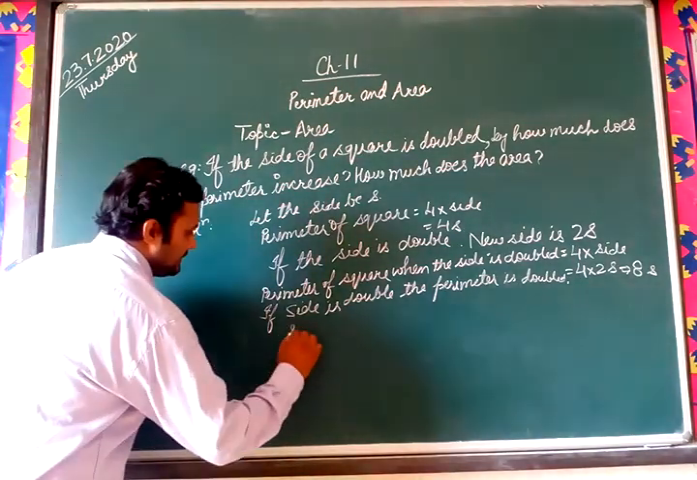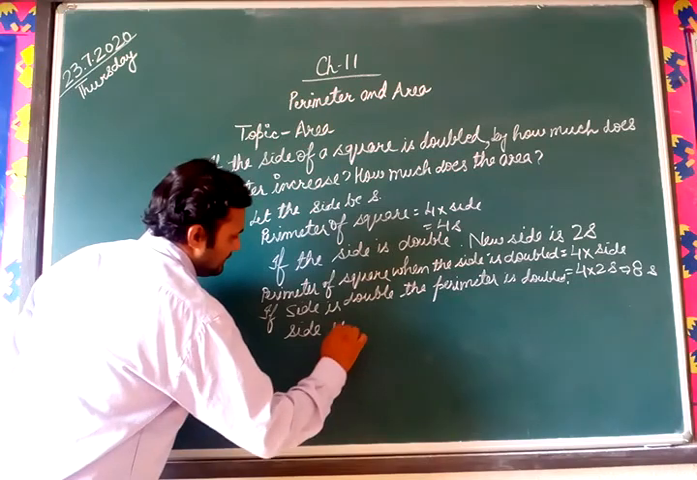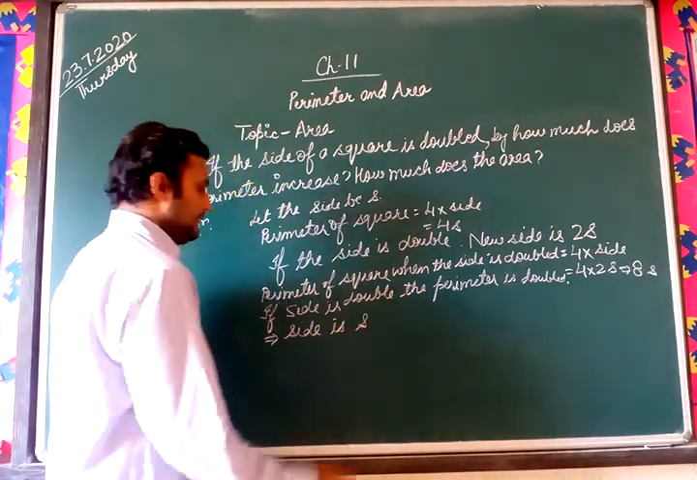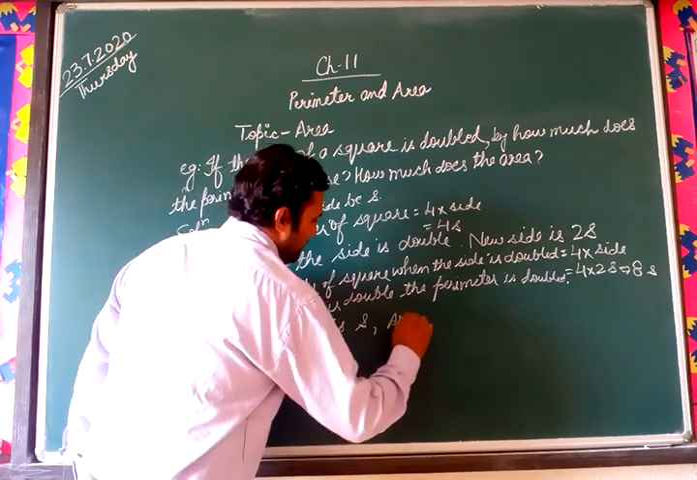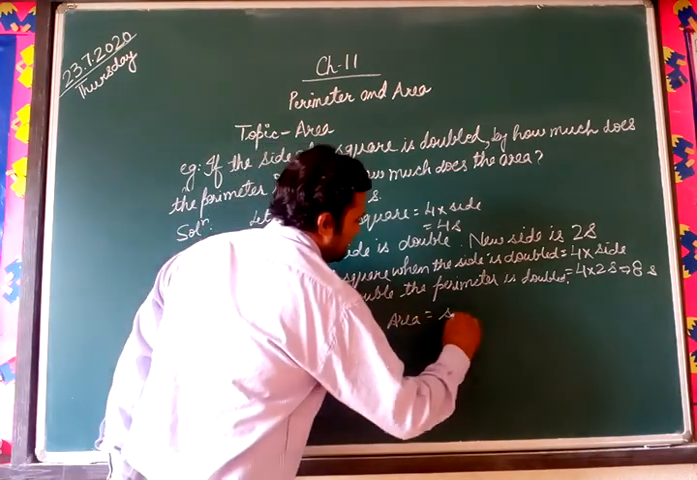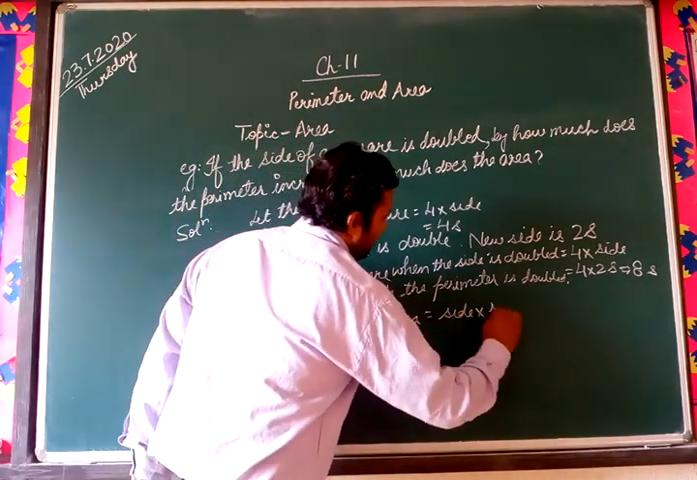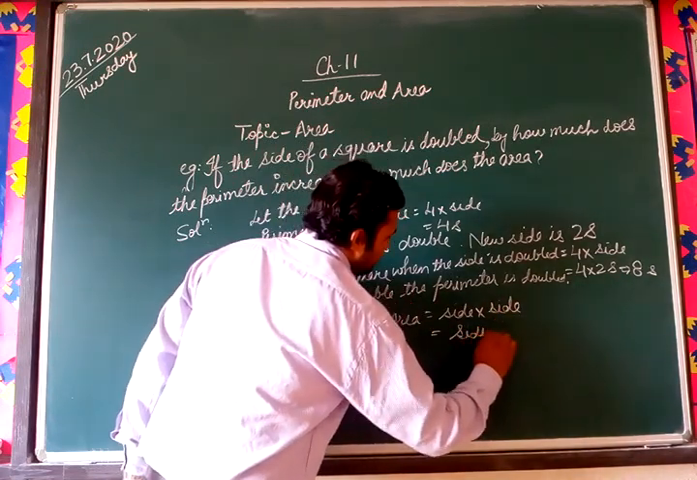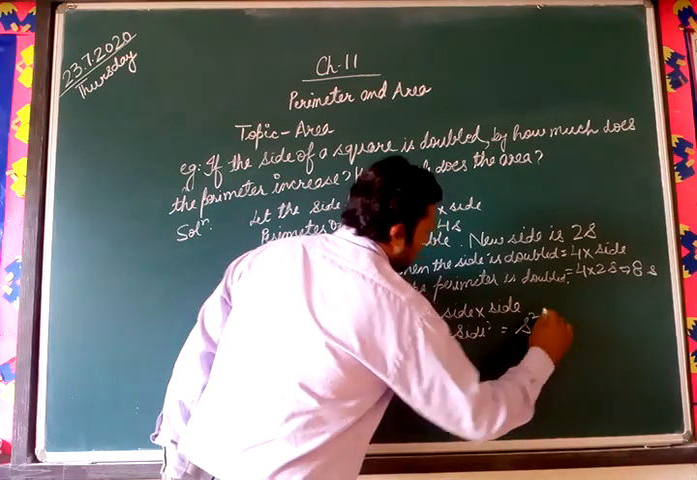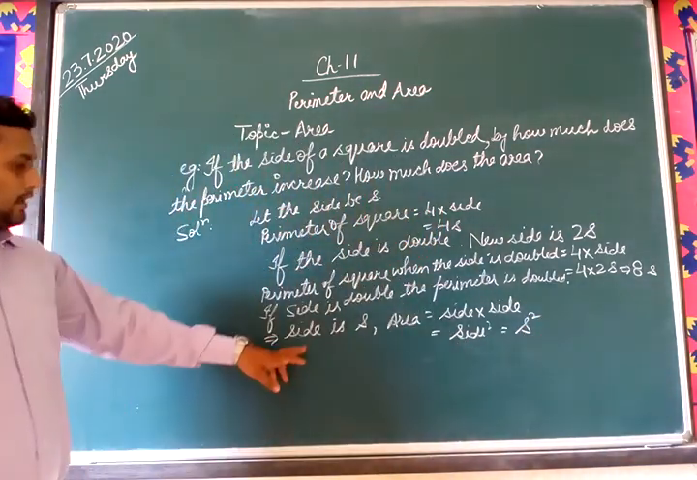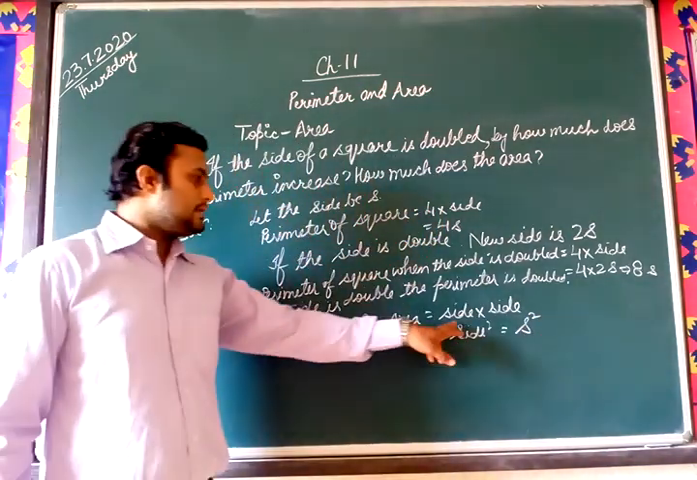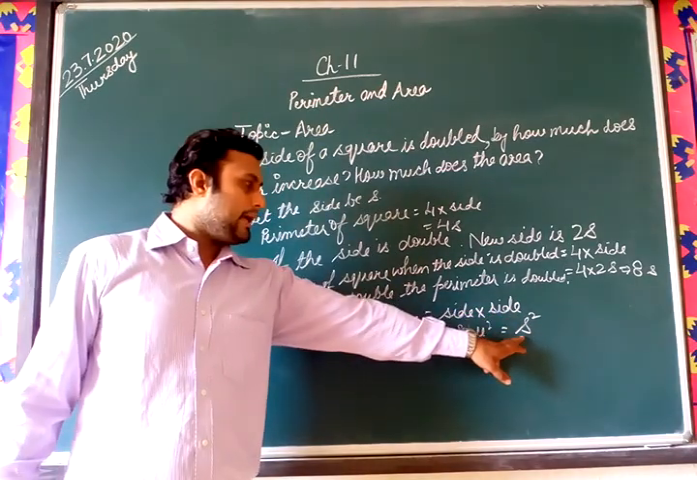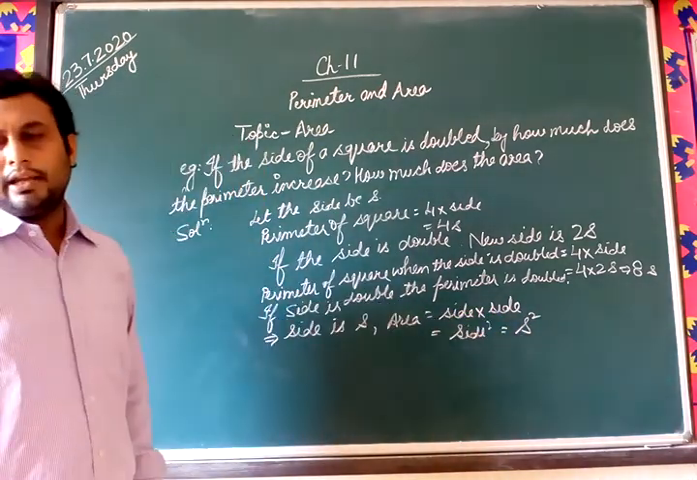If the side is S, then area equals side multiplied by side, so it will be side square, or S square. If you take the side S, area is side multiplied by side, S multiplied by S, which gives you S square.